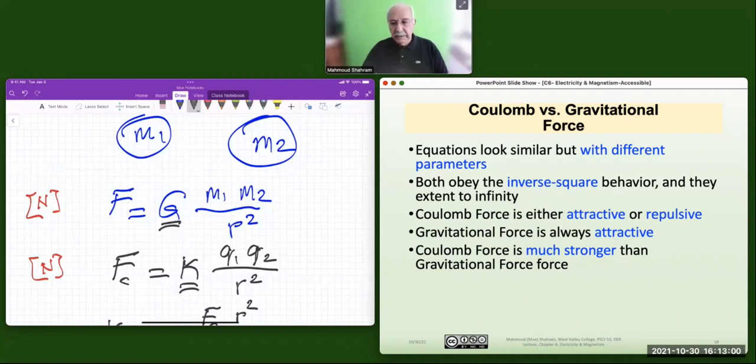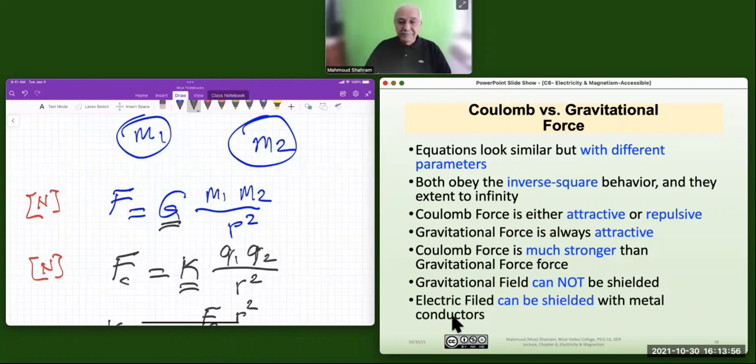We will talk again about the 4 fundamental forces of nature. You will see that the relative strength between the Coulomb force and the gravitational force is huge. We talked about that the gravitational field cannot be shielded. So no matter where you are, you always are under some gravitational field influence. However, the electric field can be shielded. So if you have a metal container, the inside doesn't have any electric field.